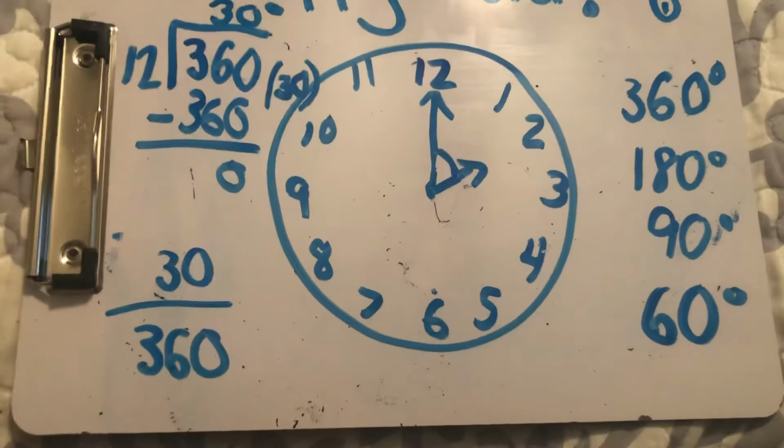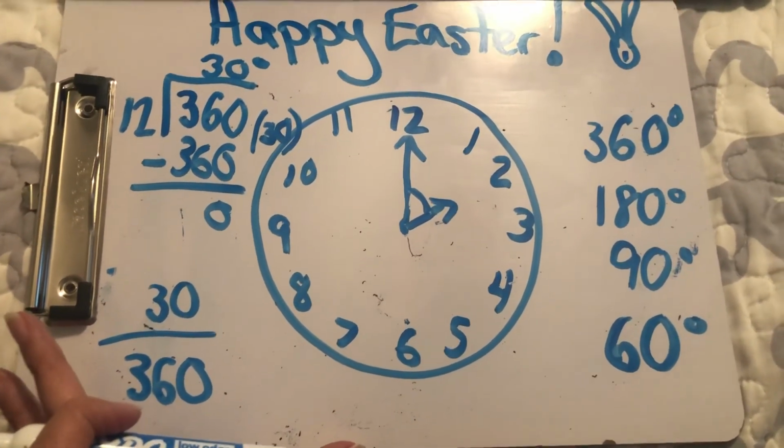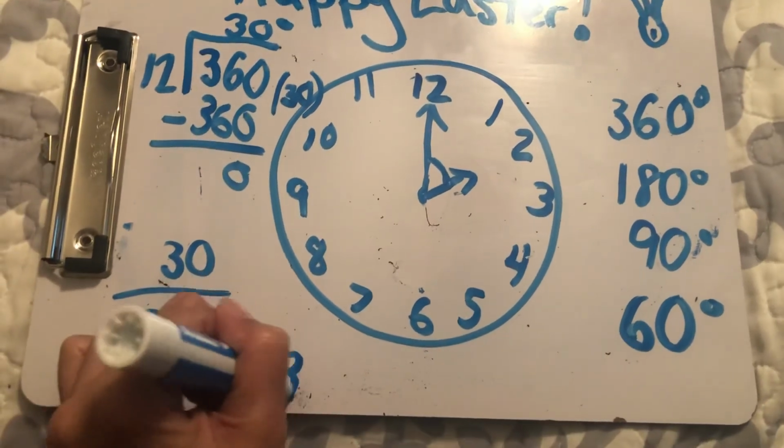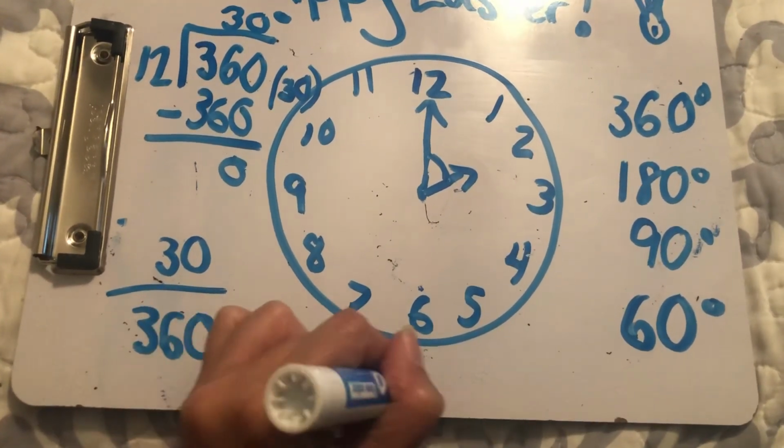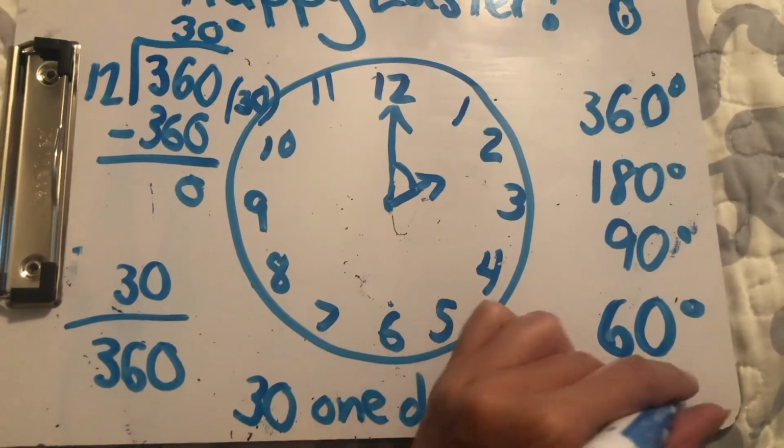And the last thing that I'm going to put into words on my board here to further explain another way that they might describe it is 30 1-degree turns.